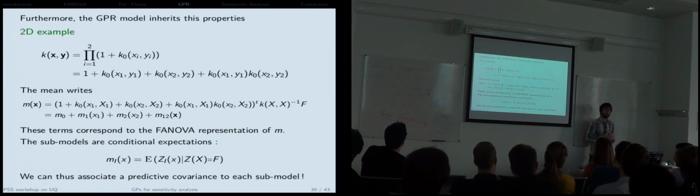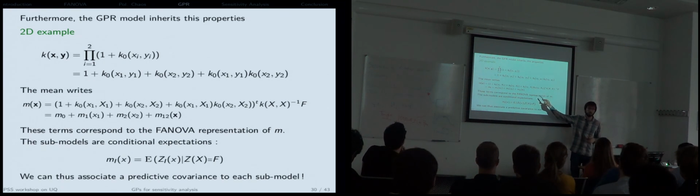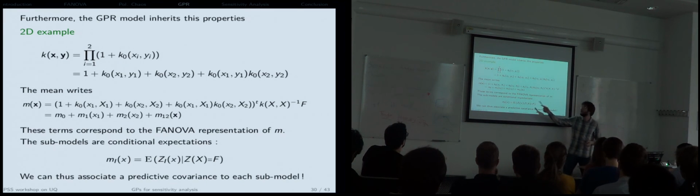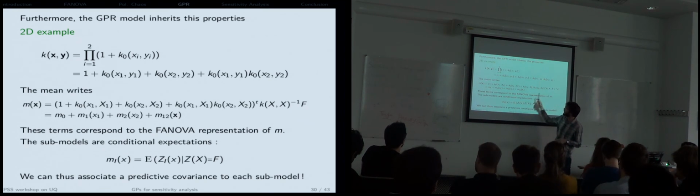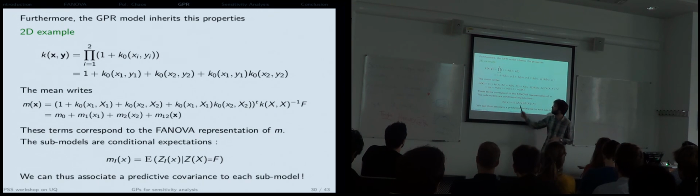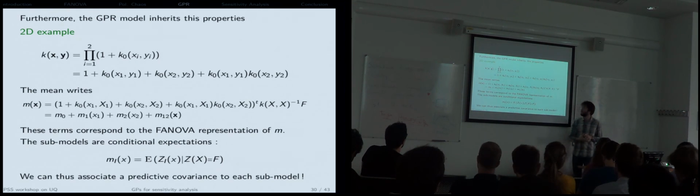So once we have this structure for the kernel, then our Gaussian process regression will directly have the decomposition of the mean, the Fanova representation of the mean. As before, I explained with respect to this first term, I obtain this sum, and this sum will satisfy all the conditions we want.